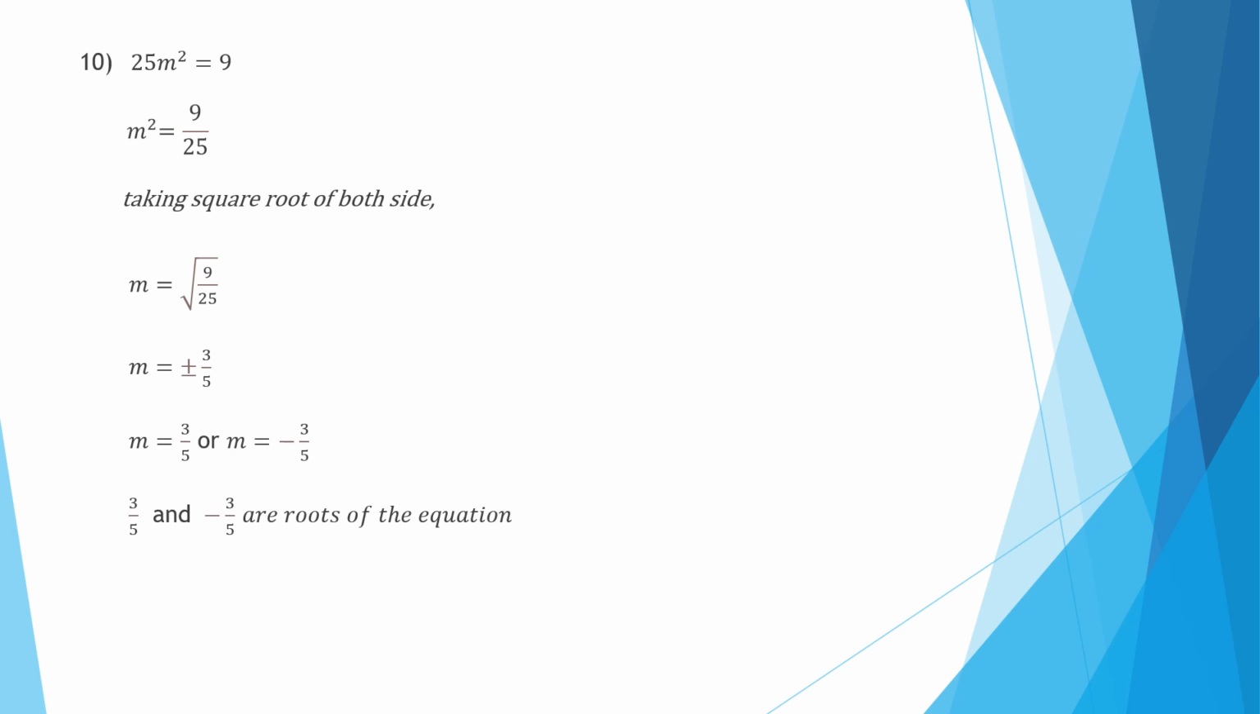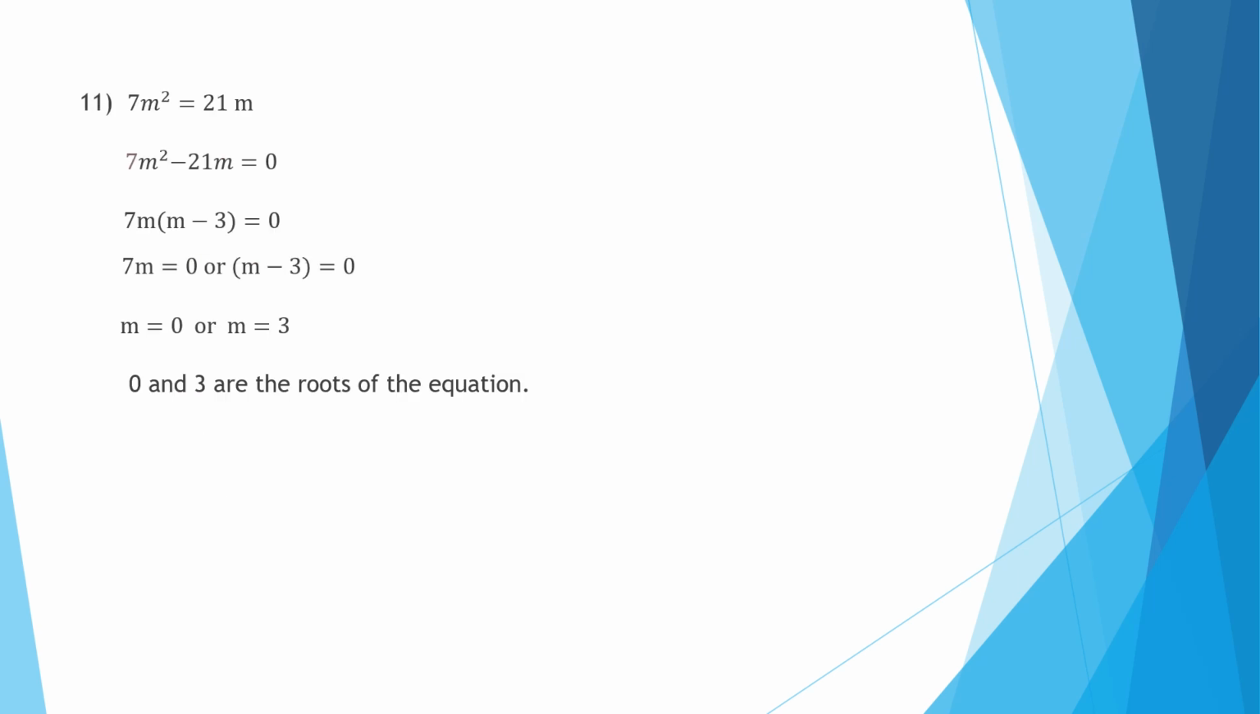So the value of m is 3/5 or m is equal to minus 3/5. So the roots of the equation are 3/5 or minus 3/5. Then next question, 7m square is equal to 21m. So we write this equation in this form, 7m square minus 21m is equal to 0.